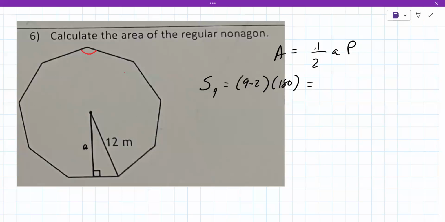So could you calculate that for us, please? Yes. 1,260. Okay. And then because you don't really want the sum, you want the actual angle measure, you divide it by the number of sides. Let me know what you come up with for that. 140. 140 degrees. So this angle over here is 140 degrees. And if you cut it in half, that makes this angle 70 degrees there.